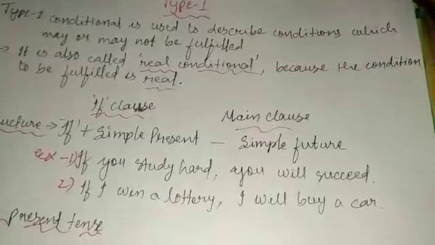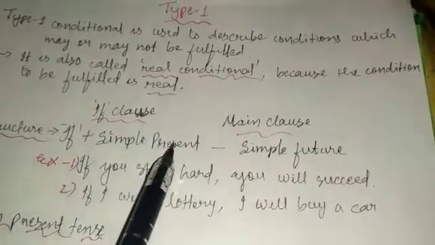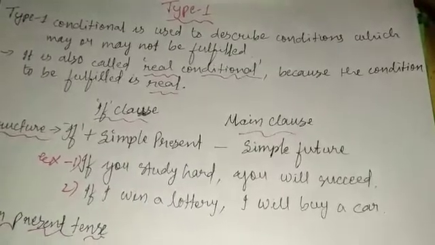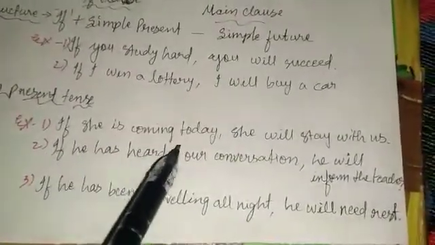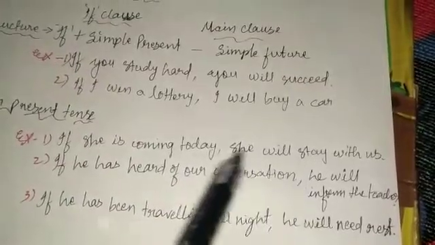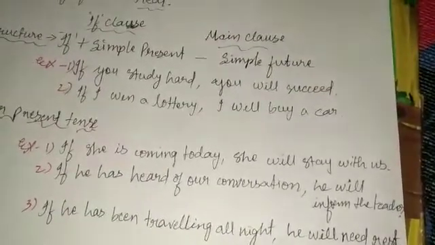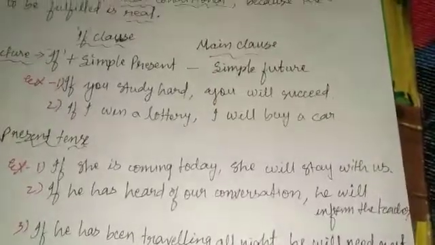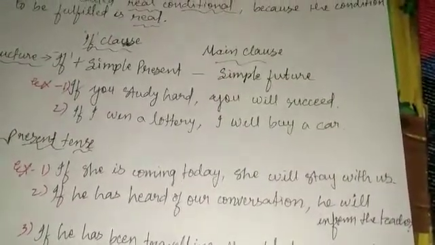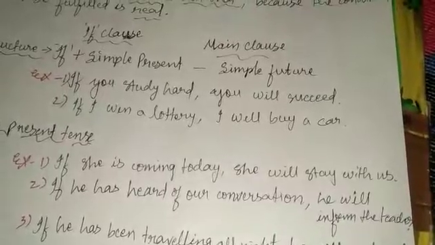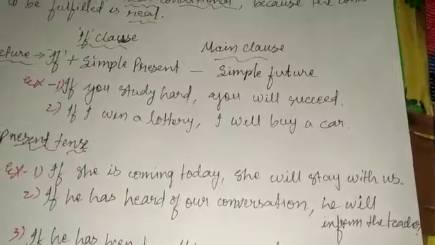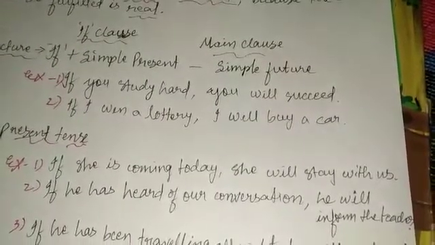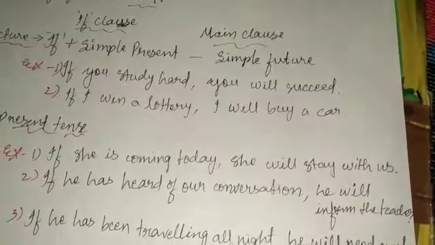But it is not always that in the if clause it must be simple present. It can be other tenses of present tense. Now look at the following examples. If she is coming today, she will stay with us. Here, if she is coming today is in present continuous tense, whereas in the main clause it is simple future. So it doesn't always have to be simple present in the if clause. It can be present continuous and it can be present perfect.